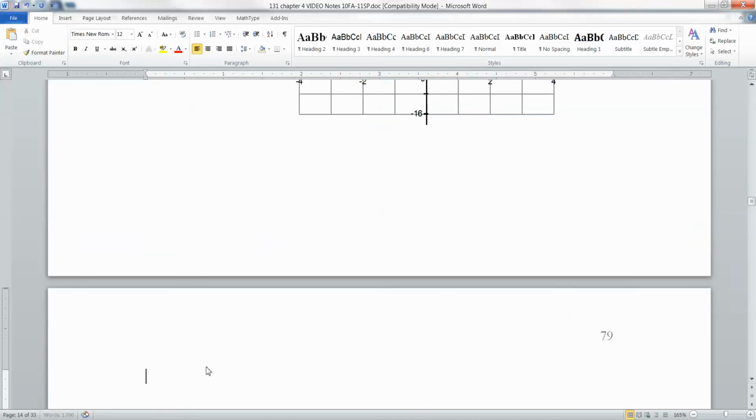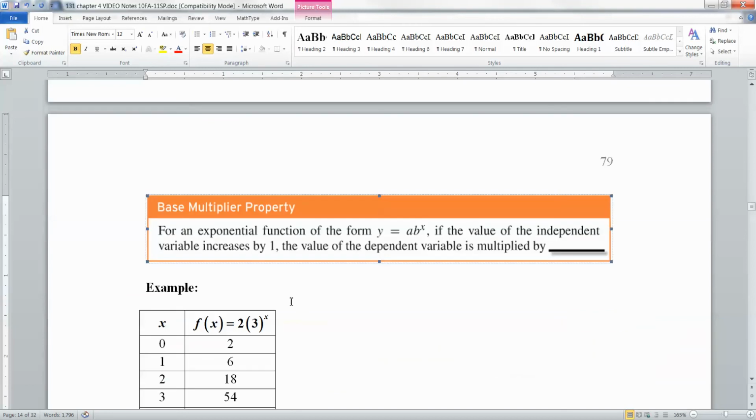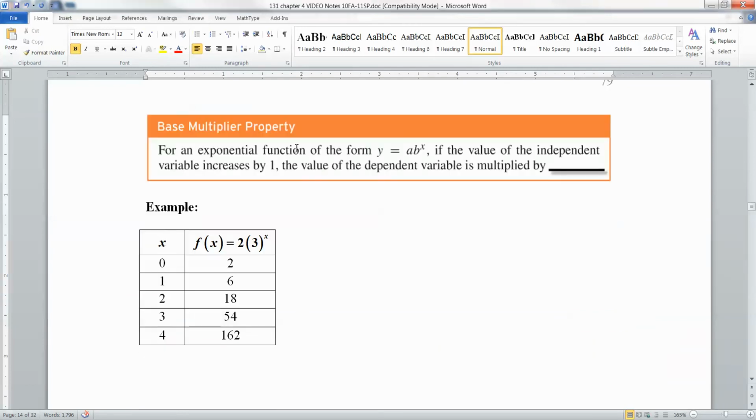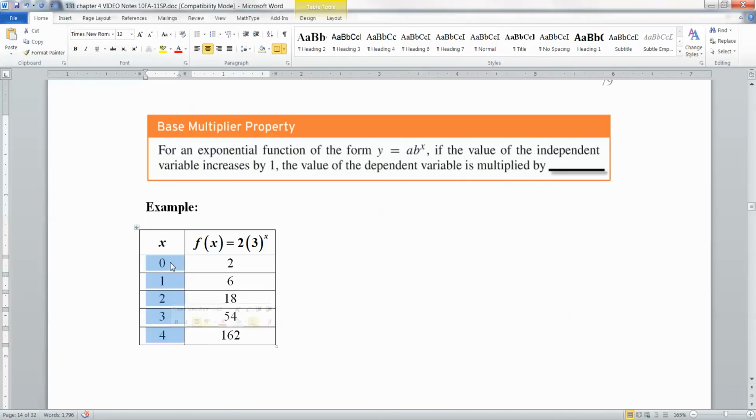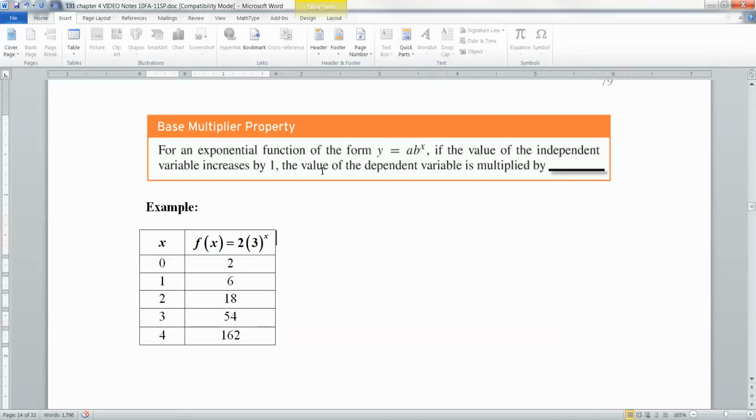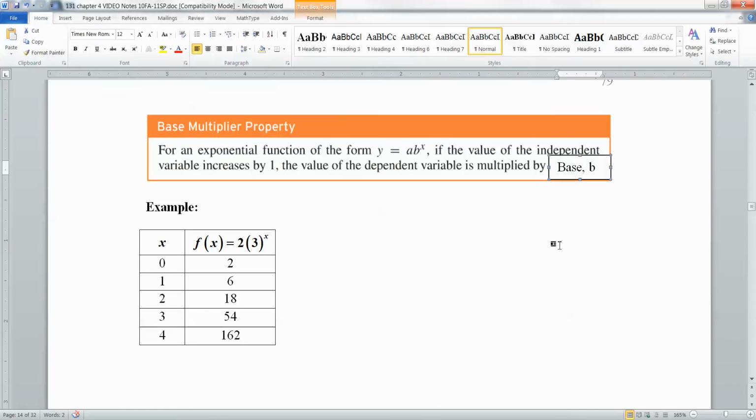And that's what this box right there says. That when it's an exponential function of the form a times b to the x, that's the way all of our exponential functions are going to look, then the value of the independent variable increases by 1. That means when x goes up by 1 as you move down the table, the dependent variable is multiplied by your base. Hold on. There it is. Your base, b. B being the thing that's being raised to that power. See, since a times b to the x, b is the only part that gets raised to a power.